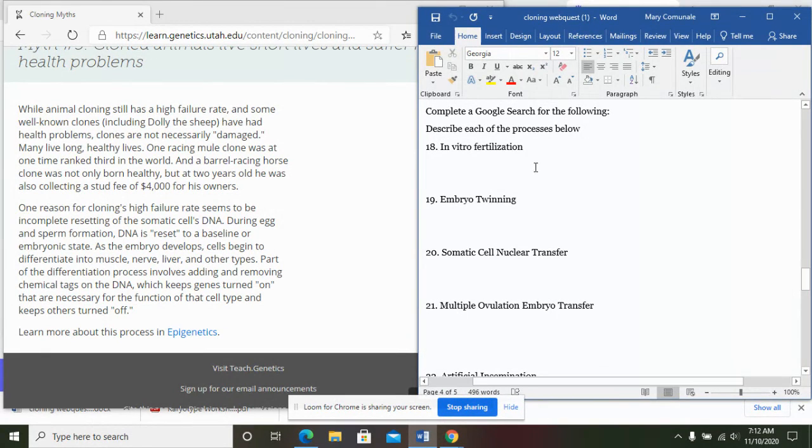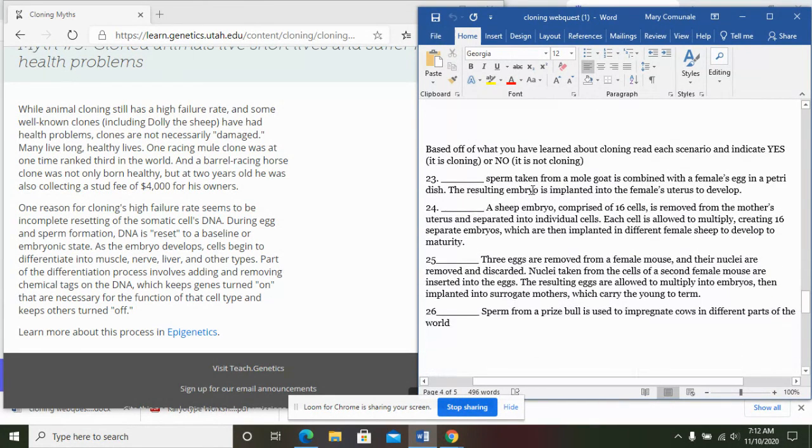So in vitro fertilization is not a form of cloning. So if you see something like that down here, you should know, oh, hey, that's not cloning. I'm going to write no to that one.